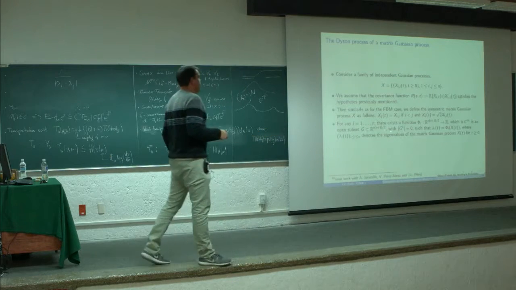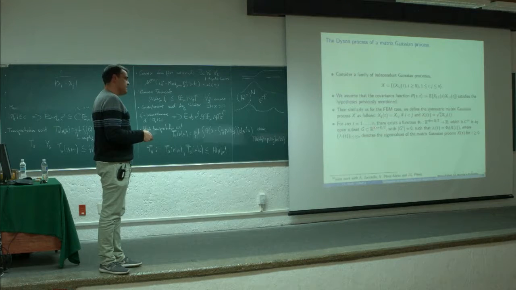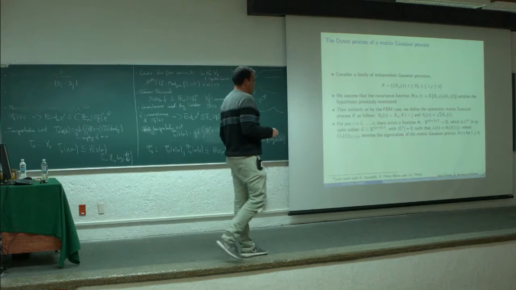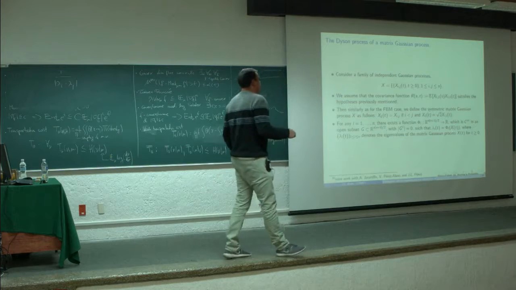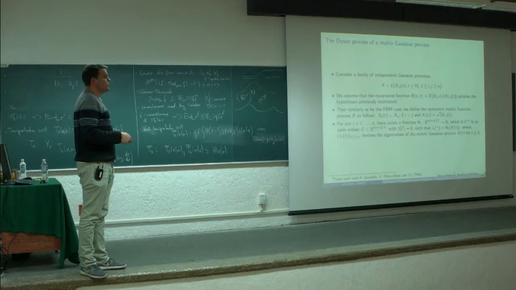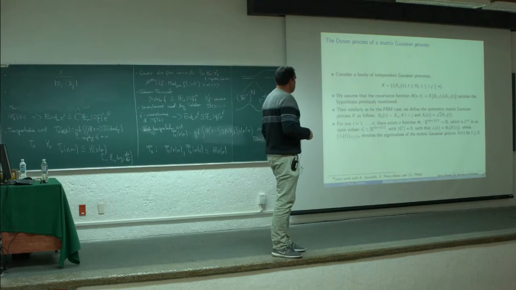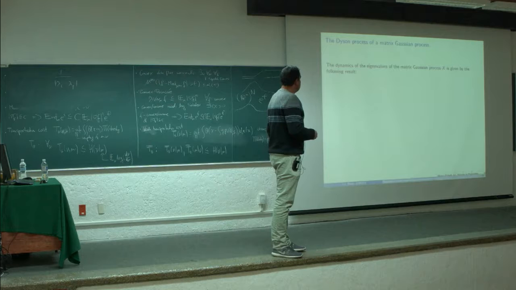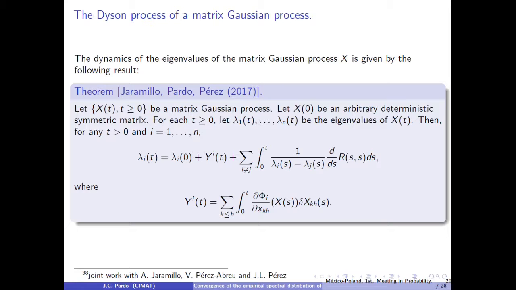Then for any i, we can prove that there exists a function phi_i, which is C infinity in an open subset of R^{n(n+1)/2}, such that the Lebesgue measure of the complement is equal to 0, and such that lambda_i(t) is equal to phi_i(X(t)). Thanks to this result, we were able to apply all these techniques and overcome these difficulties. It turns out that the dynamics of the eigenvalues of the matrix Gaussian process are given in this form, right? Which is very similar.